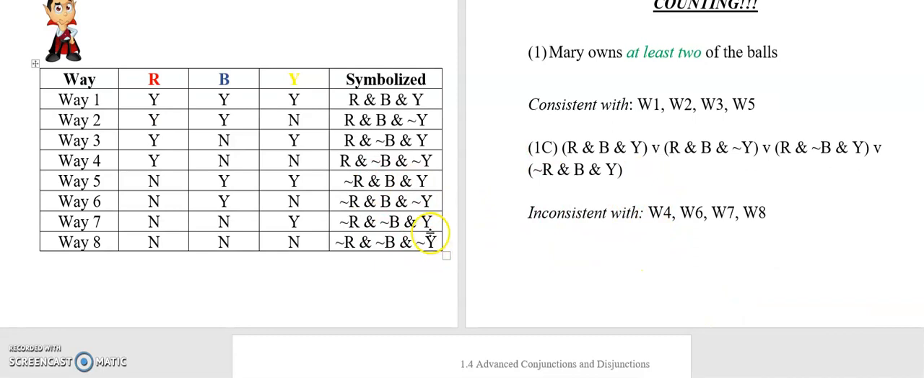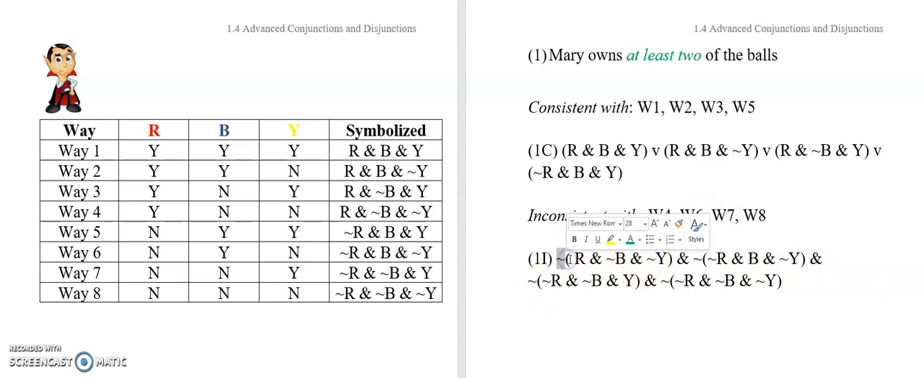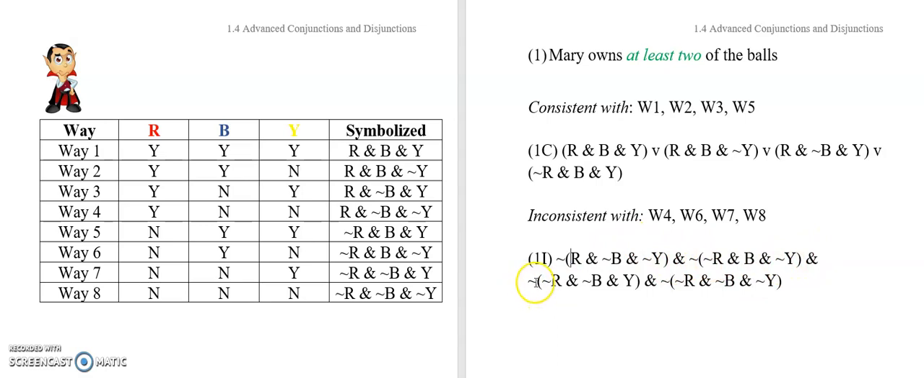Let me do this and I'll clean it up for us in 1 second. Way 7 has to be included. And we also got to include way 8. All right. So here it is all done out, and I'll bring this one all the way down so you can see it nice and clean. So it's not the case that way 4, okay, and it's not the case that way 6, and it's not the case that way 7, and it's not the case that way 8, right?